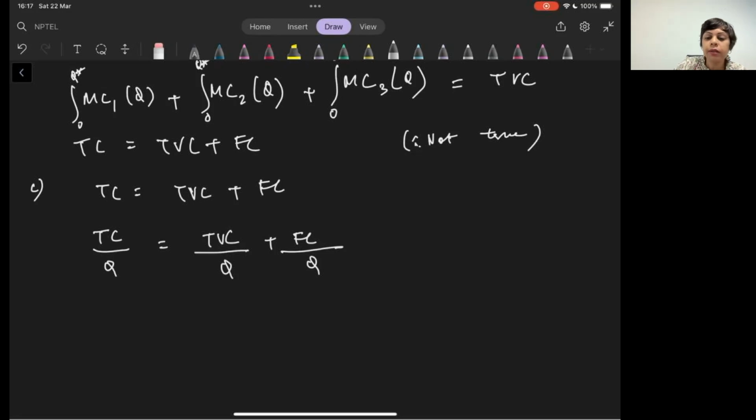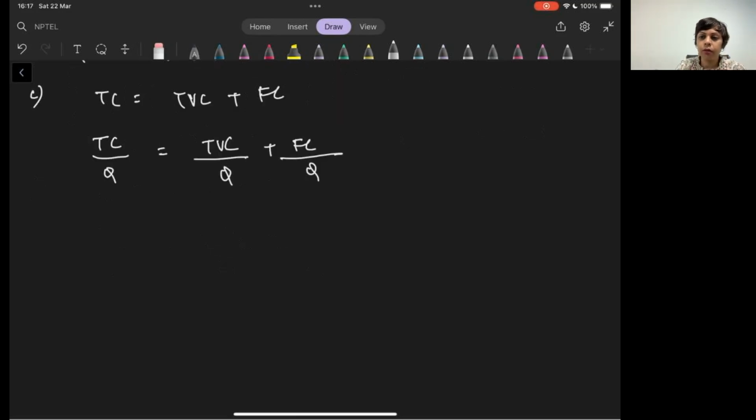Now, each of these is what the expression is saying. This is average total cost. See, when you divide the entire cost, whether it is fixed cost or total variable cost or total cost, by the entire quantity, you get average. That's what average means in our scenario. This is average total cost is equal to average variable cost plus average fixed cost. So this is true. Okay, let's go to the next statement.